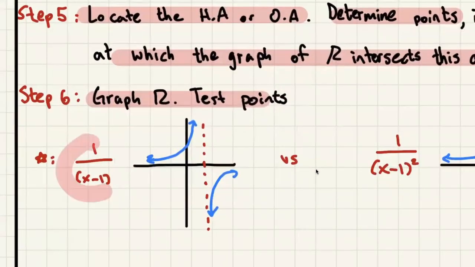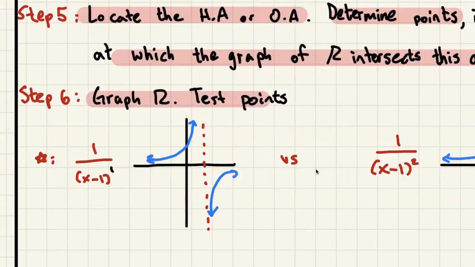So if we look at this graph, you're going to notice that the multiplicity of this is 1, right? Whenever you see the multiplicity of a vertical asymptote be 1, and by 1, I mean odd, they're going to be going in opposite directions. Our graph could technically also go like this if we had a negative in front.